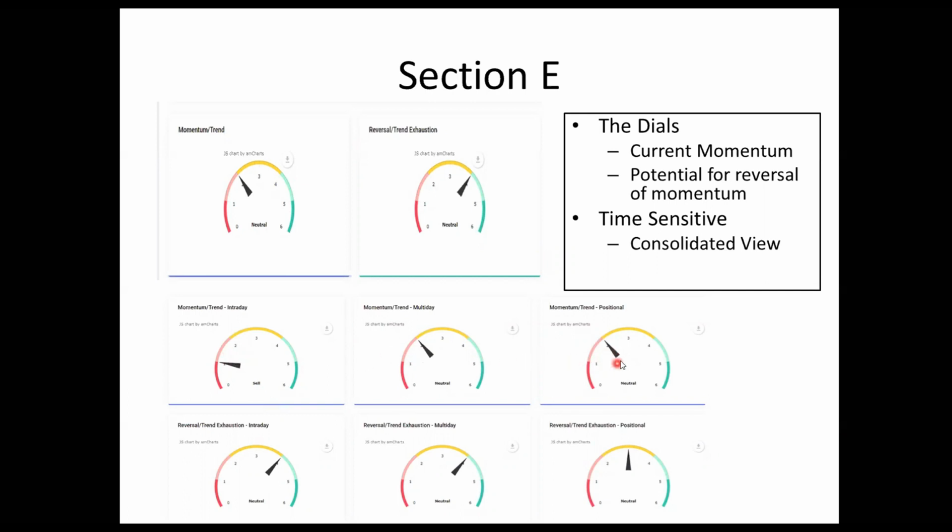So like I said, the dials indicate for current momentum and potential for reversal, and they are also time sensitive. If you choose intraday, or multi-day or positional one by one, it will show you only two dials. But if you choose the consolidated view, it will show you all 6 of them at one go. So the dials are a good way of knowing whether you are reconfirming the evidence that we have already got from percentages, Ichimoku, the scores, the technical indicators. So it's all built in as a way of confirming and reconfirming what we have already, right? So that is section E.